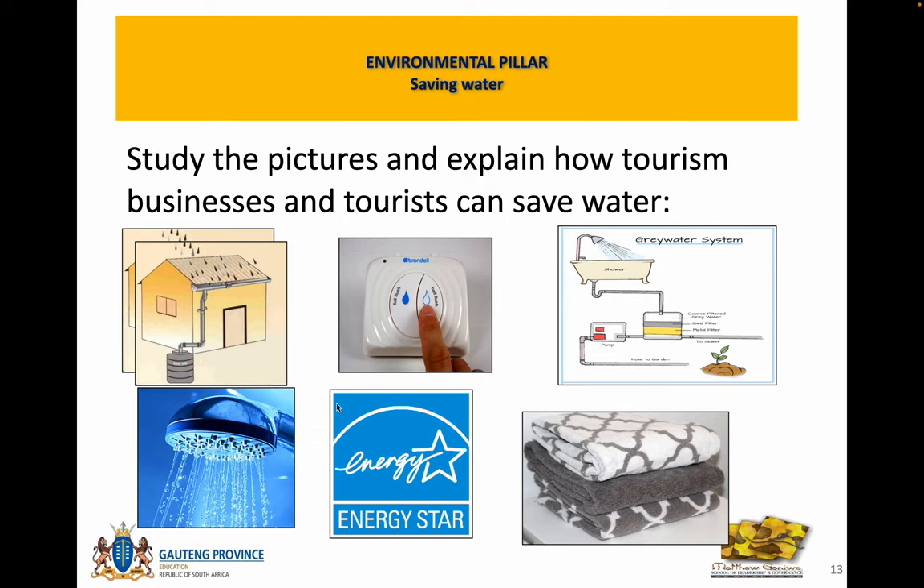Then saving water, also under the environmental pillar. Saving water, as in the pictures here, in terms of rainfall: we take the rainfall and use it for flowers. Gray water that we use in the shower and bath, we take that water and use it for plants. Then in the toilet, meaning that you flush according to different ways.